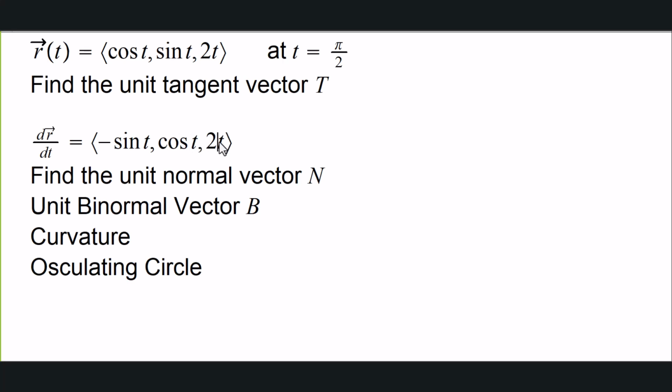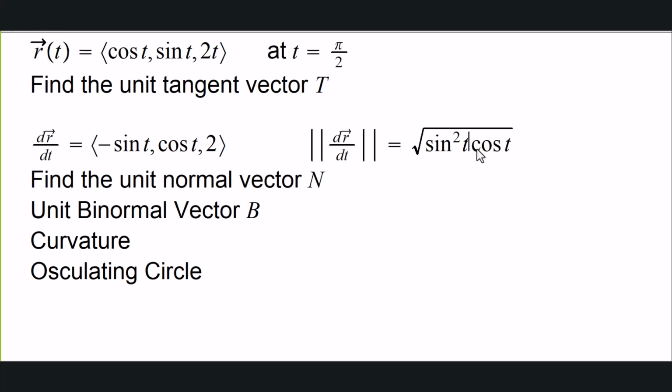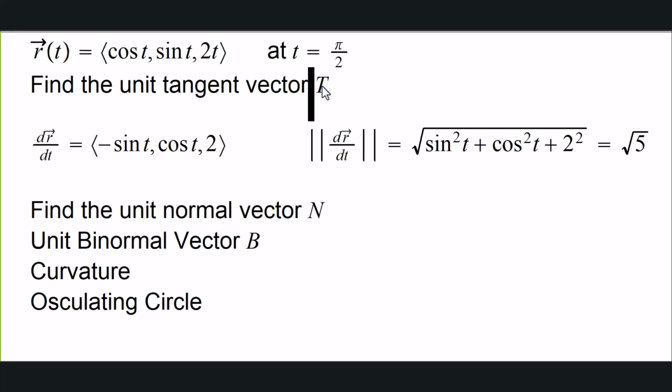then cosine t, and then simply 2. And if you look at the magnitude of this vector, that will be simply the square root of sine square t plus cosine square t plus the square of 2. Now since sine square t plus cosine square t is 1, this becomes the square root of 5.